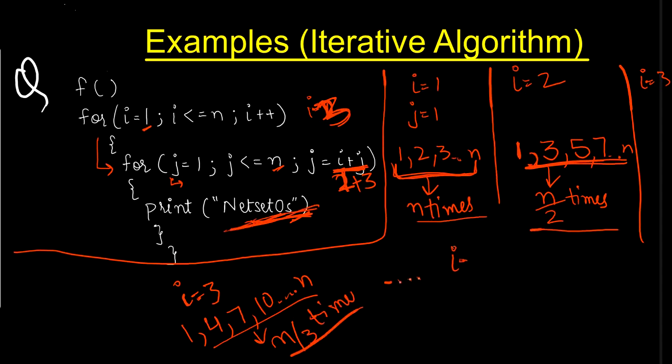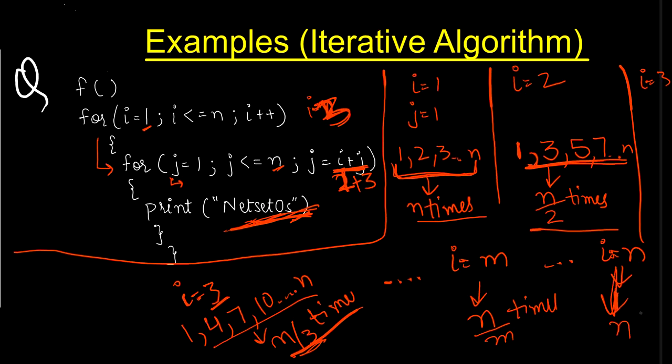So if i is equal to m, as we can see for i is equal to 3, we got n by 3. So here I can say I will get n by m times. So if i is equal to n, it will be at one go. So it will be covering just in one go. So here I can say it will complete in n times.